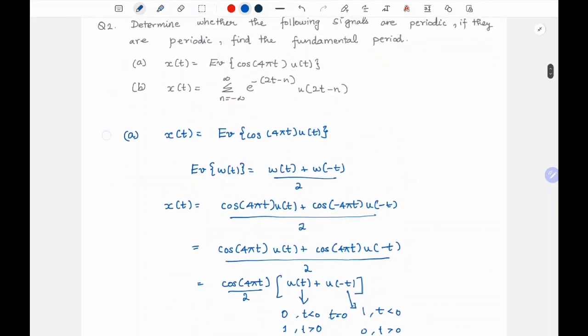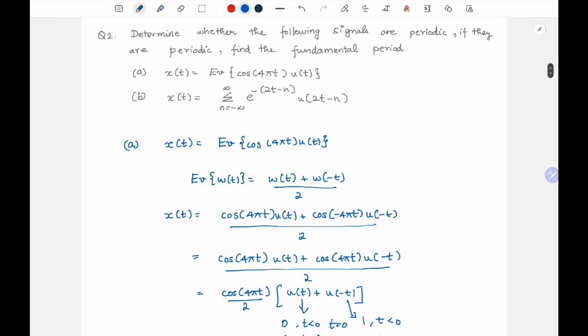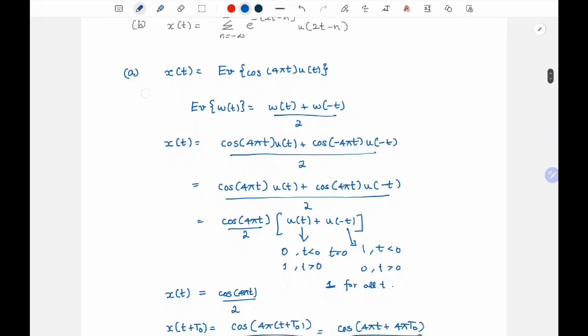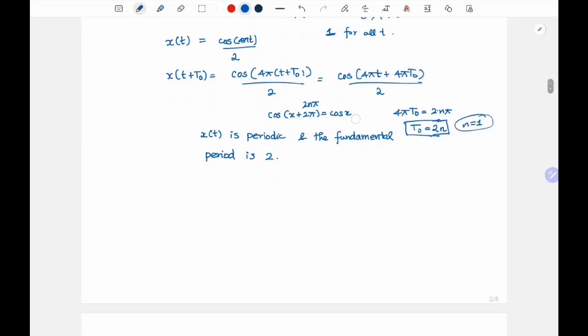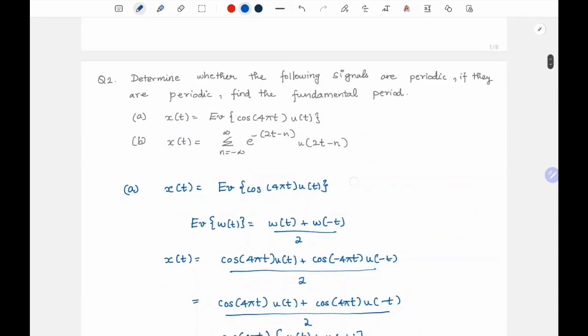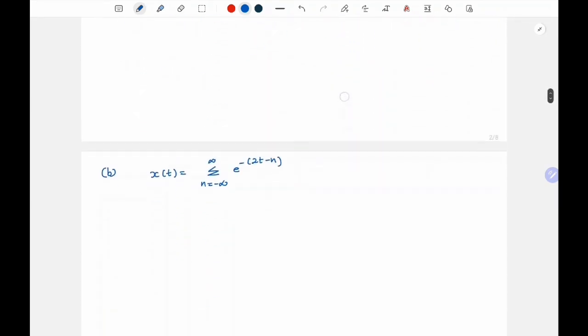So in the second part of the question, we have this signal, right? x of t is equal to summation n equal to minus infinity to infinity e power minus 2t minus n u of 2t minus n. Okay, so let's go to a new page. So what we have is x of t is equal to summation n equal to minus infinity to infinity e power minus of 2t minus n, right? And u of 2t minus n.